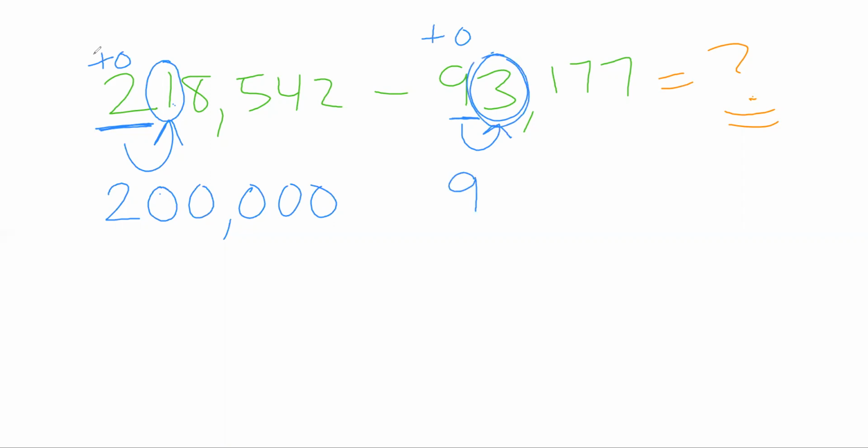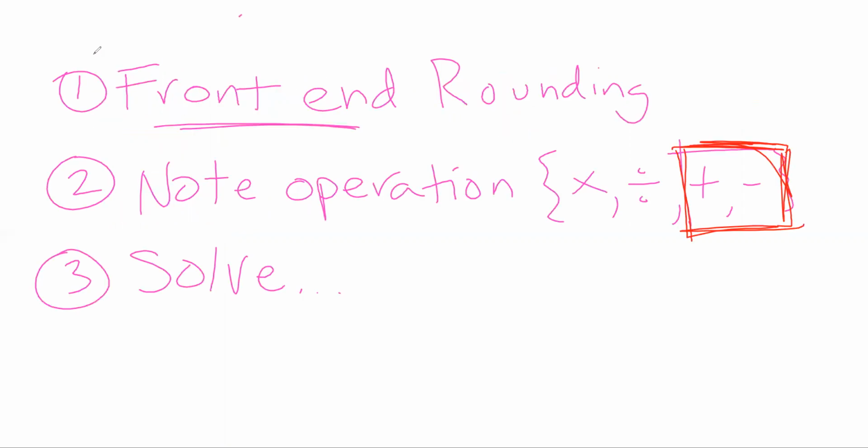I circled this so it becomes a 0, and so does everything after it. So 0, 0, 0. And again, this time I rounded to the 10,000th place because it was the first digit I saw. That's the front end estimation. Okay, so we did that, front end rounding or front end estimation.